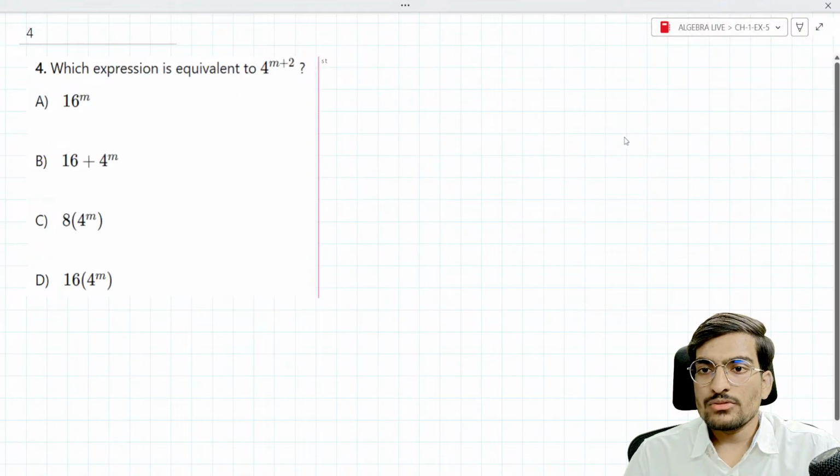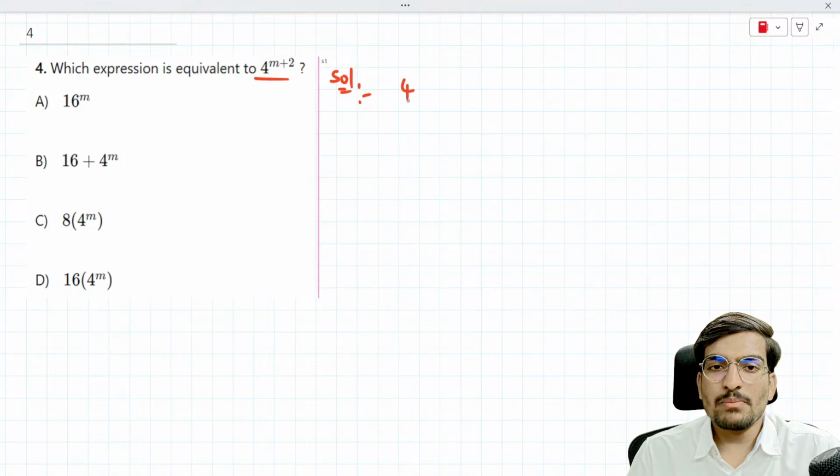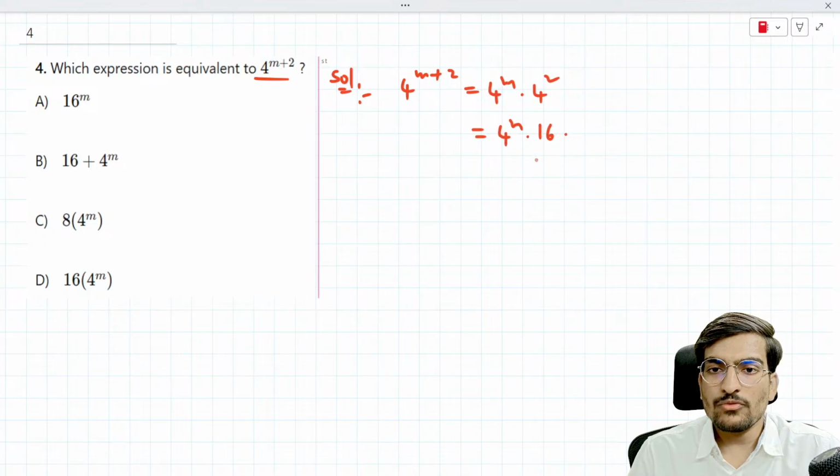So now let's go for question 4. Which expression is equivalent to this, 4 raised to the power of m plus 2? Just apply the product rule. What do we get? 4 raised to the power of m times 4 raised to the power of 2. That equals 4 raised to the power of m times 4 square, which is 16. So 16 times 4 raised to the power of m, which is option D.